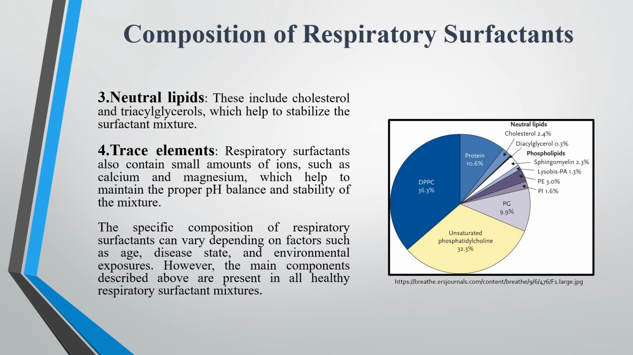Glucocorticoids, which are steroid hormones produced by the adrenal gland, can also stimulate the production of respiratory surfactants. Thyroid hormones can also stimulate the production of respiratory surfactants. This is because these hormones increase the activity of certain enzymes involved in the synthesis of phospholipids.